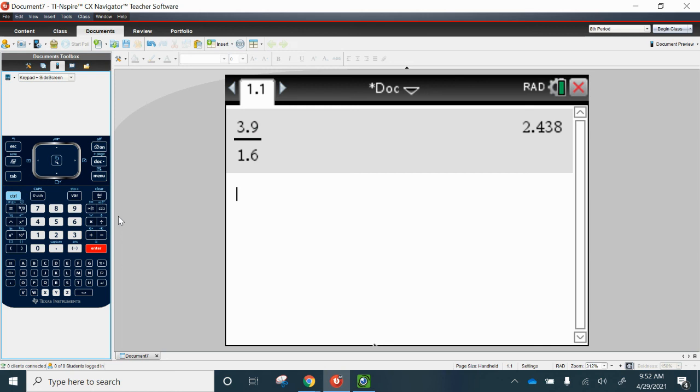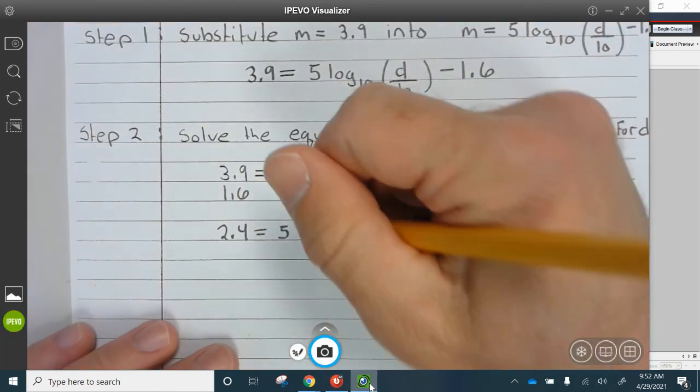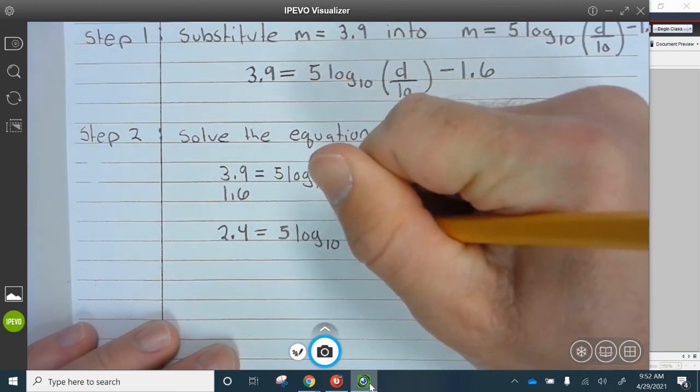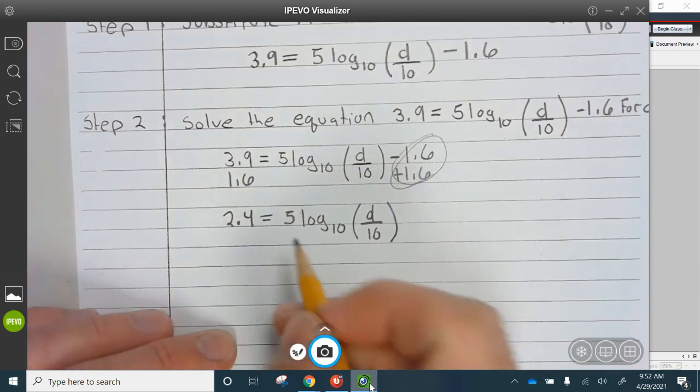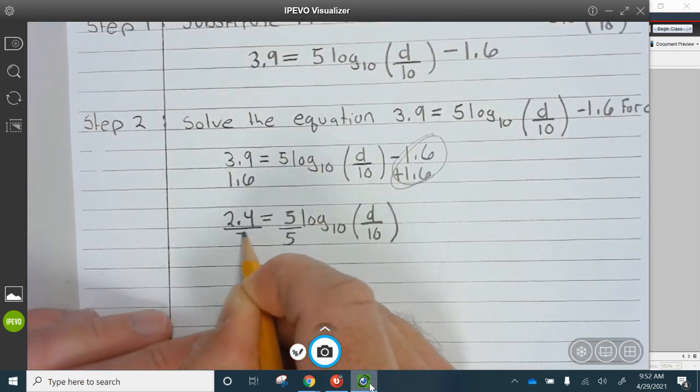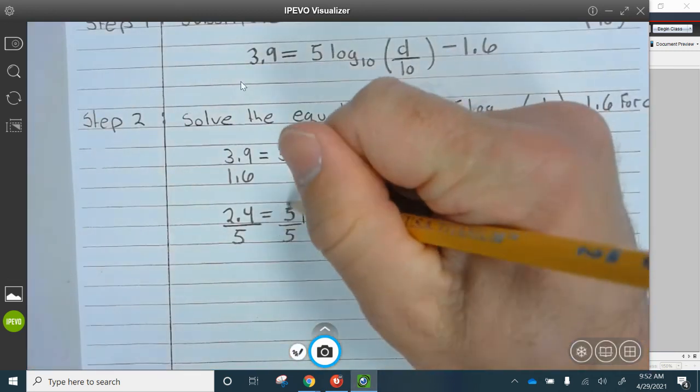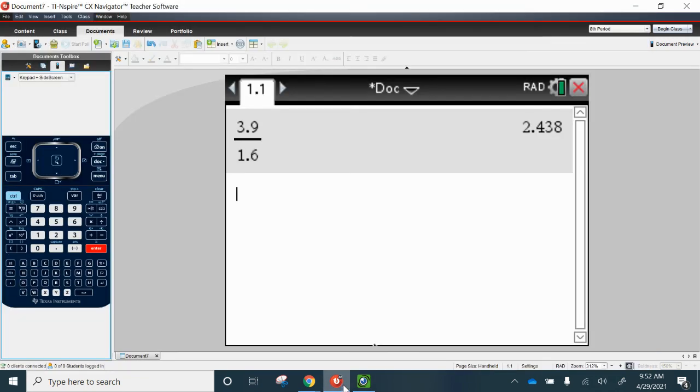All right, so that's 2. They want to the nearest tenth, so that's 2.4. So 2.4 equals 5 times log base 10 of D divided by 10. Okay, now we're going to divide both sides by 5. Okay, this divides and becomes 1. Okay, so then control divide, 2.4 divided by 5 is 0.48, but again to the tenths place is 0.5.